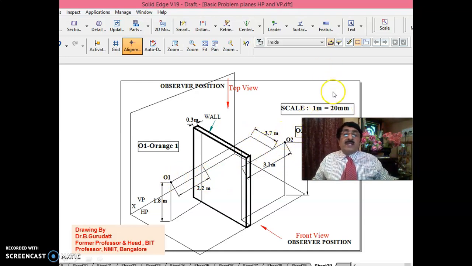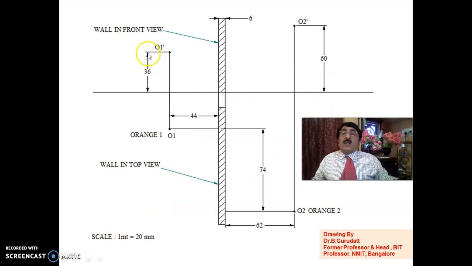These things I have shown here are all converted into millimeters. This is 1.8, 2.2; in that way, I have converted. That means after drawing the wall in the front view and top view, take O1 at 44 mm, and immediately take the projectors up, get 36.